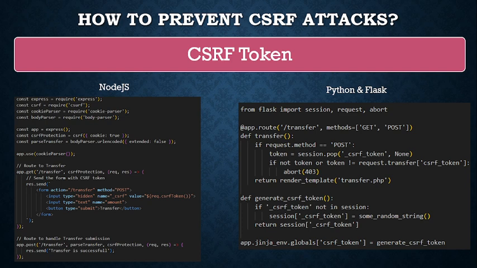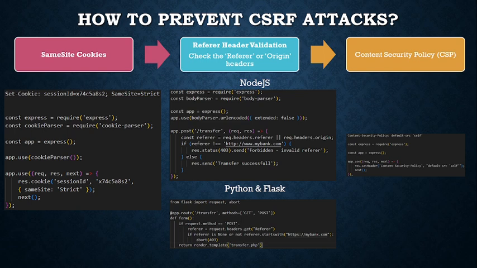And on the right side, you have some Python and Flask script. It's going to be similar to the previous one. Here you have a token that is going to store your session, and here is the CSRF token. That's the first method to prevent this kind of attack: adding a CSRF token. Secondly, SameSite cookies. On your application, you can set the SameSite cookies. On your left, you have some Node.js.